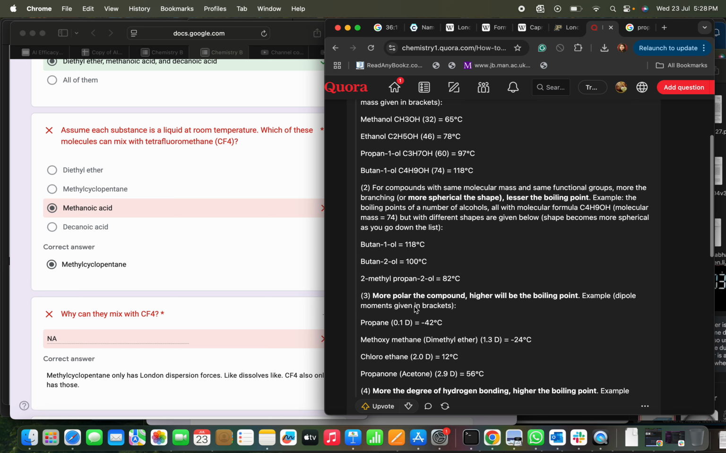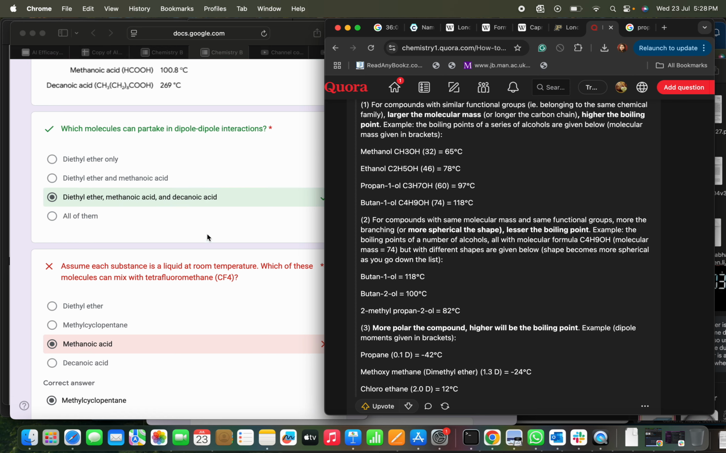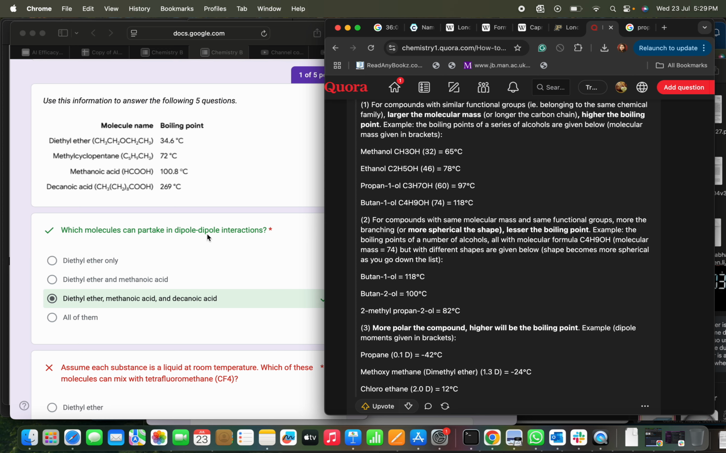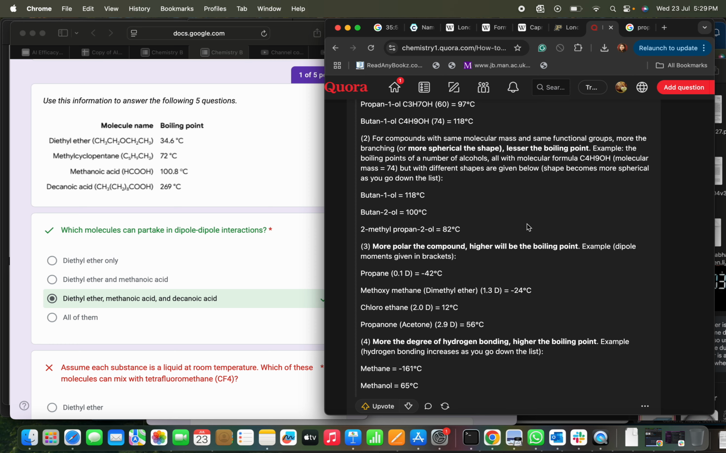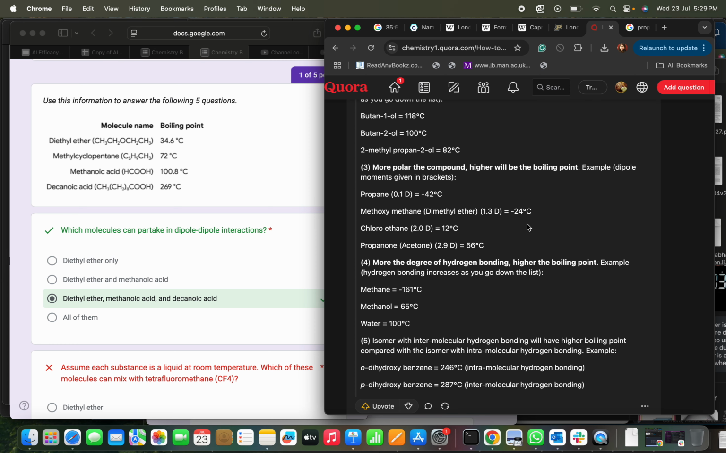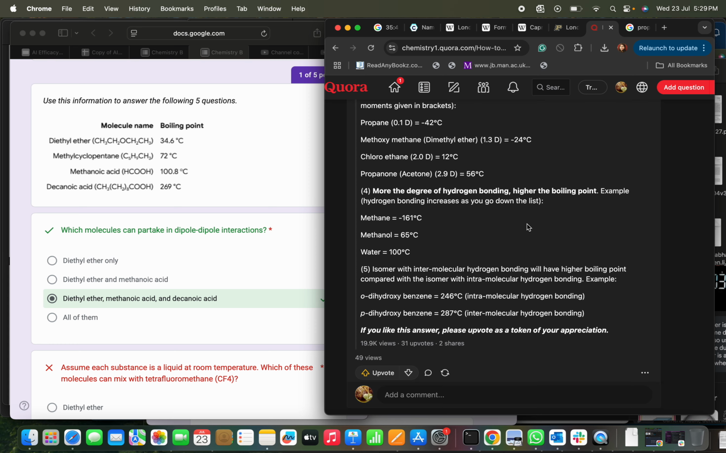Okay, let's read the second point. For compounds having the same functional group, the more the branching, the lesser the boiling point. The greater the branching, the lesser the boiling point. Because the more polar the molecule, the higher will be the boiling point. Alright. More the degree of hydrogen bonding, isomer with intermolecular hydrogen bonding.